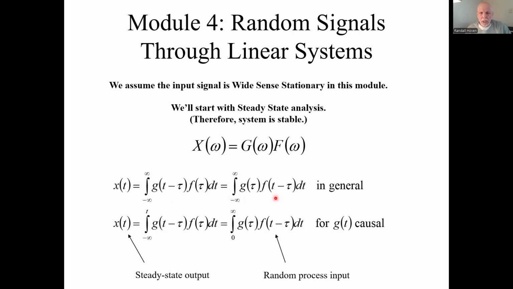And these relationships even apply to non-causal systems. If it is a causal system, meaning this G is 0 for t less than 0, then it's these convolutions. You'll notice it's different limits on the integrals. So this is the steady state output. This F is the input. It's a random process. And we're going to concentrate on this relationship here, this convolution here, to do some analysis.